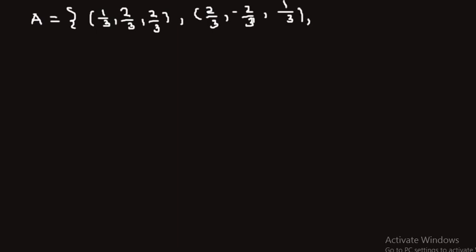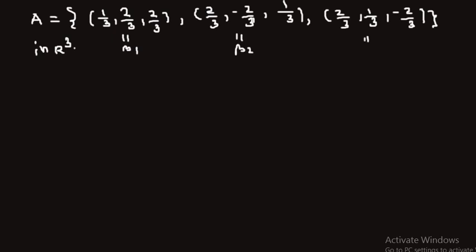And the third vector was, I think, 2 by 3, 1 by 3 and minus 2 by 3. So these are our vectors. This is a set of vectors in R3. That is our beta 1, that is our beta 2, and it is our beta 3. So let me quickly multiply beta 1 with beta 2.